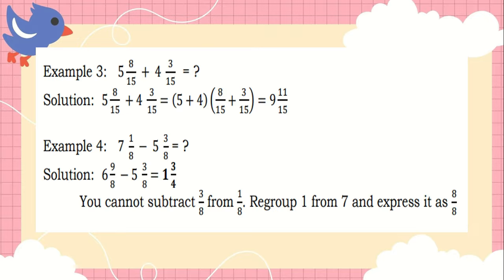Example 4, 7 and 1/8 minus 5 and 3/8 is equal to blank. Here is the solution. 6 and 9/8 minus 5 and 3/8 is equal to 1 and 3/4. You cannot subtract 3/8 from 1/8. Regroup 1 from 7 and express it as 8/8.